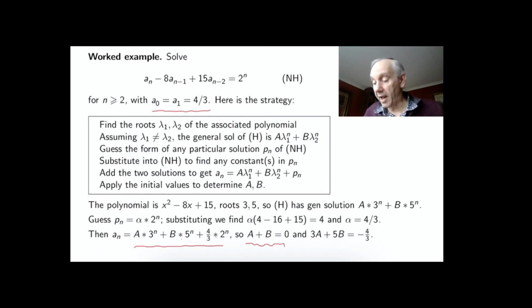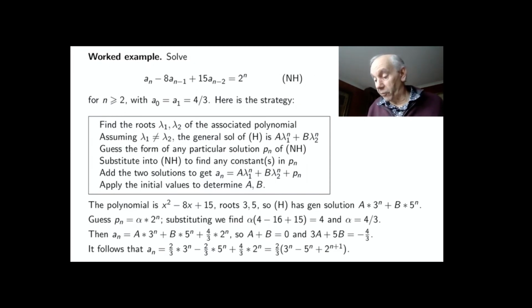And when you put n is equal to 1 here, you're going to get 3a plus 5b plus 4 over 3 times 2, that's 8 over 3, is equal to 4 over 3, so you get a minus 4 over 3 on the right hand side. So you can then solve very quickly for a and b. b is minus a, and so you're going to get, I think a is 2/3. Okay, so a is 2/3, b is minus 2/3, and now we've solved the original equation.